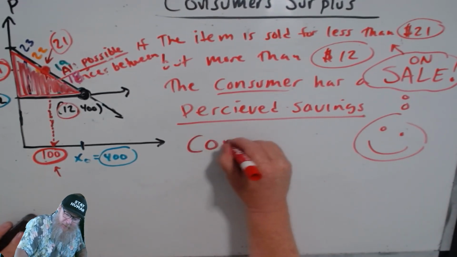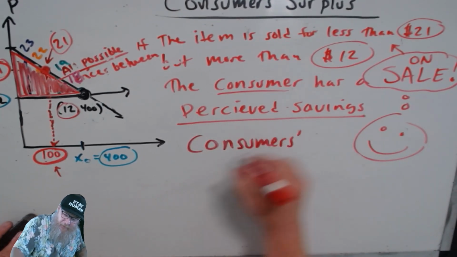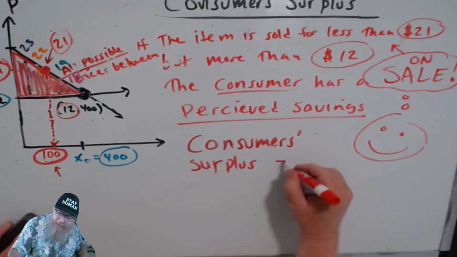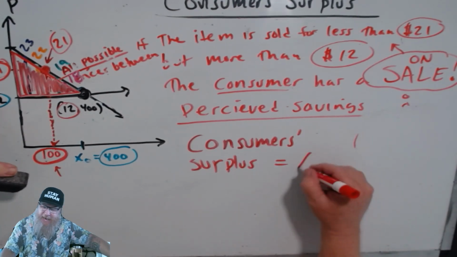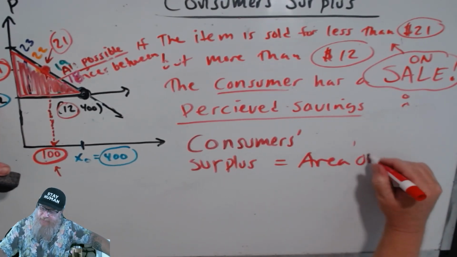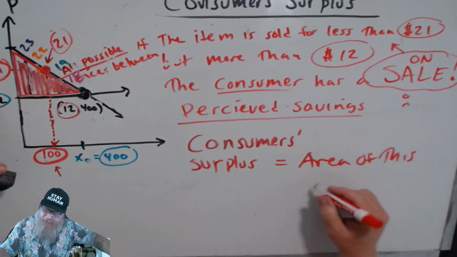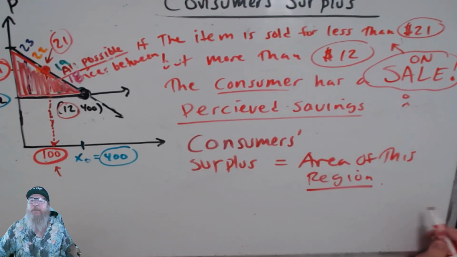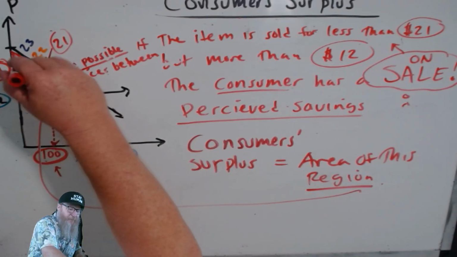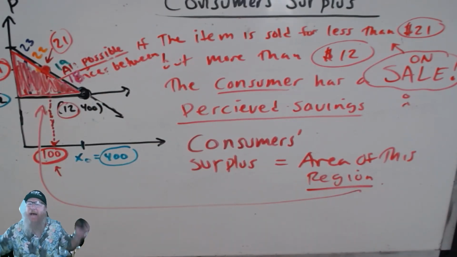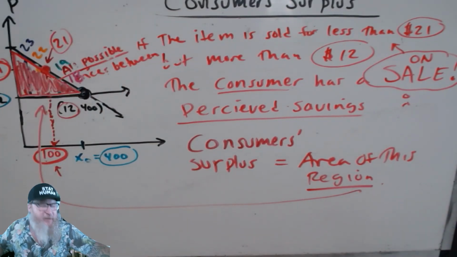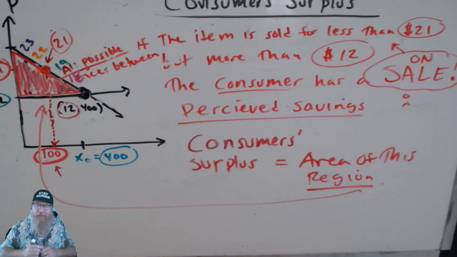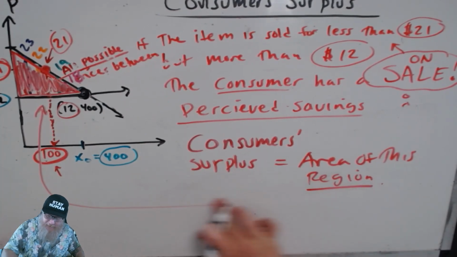So, the consumer's surplus is equal to the area of this region. Yeah, this region right here. And so that is the end of the introduction. No more messing around. Let's take some calculus now.